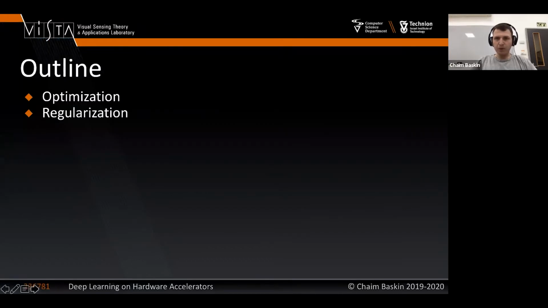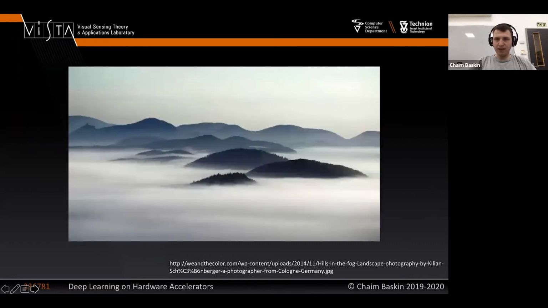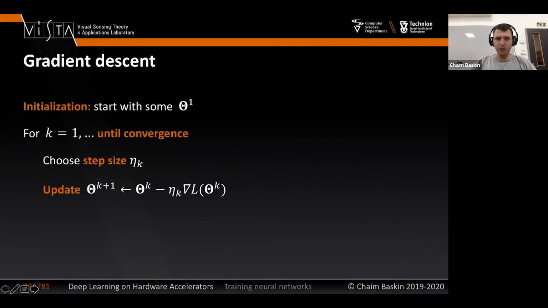Our outline for today: we will talk about the optimization and regularization of neural networks. So let's start from gradient descent. A little revisit about gradient descent. In gradient descent, we initialize our parameters, and we iterate from k until convergence. We choose our step size at each iteration, and we update our parameters with regard to our gradients.